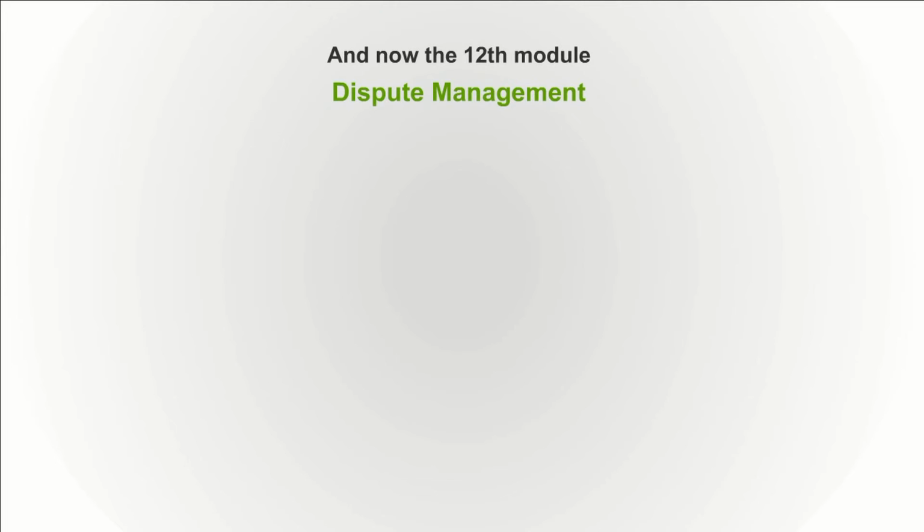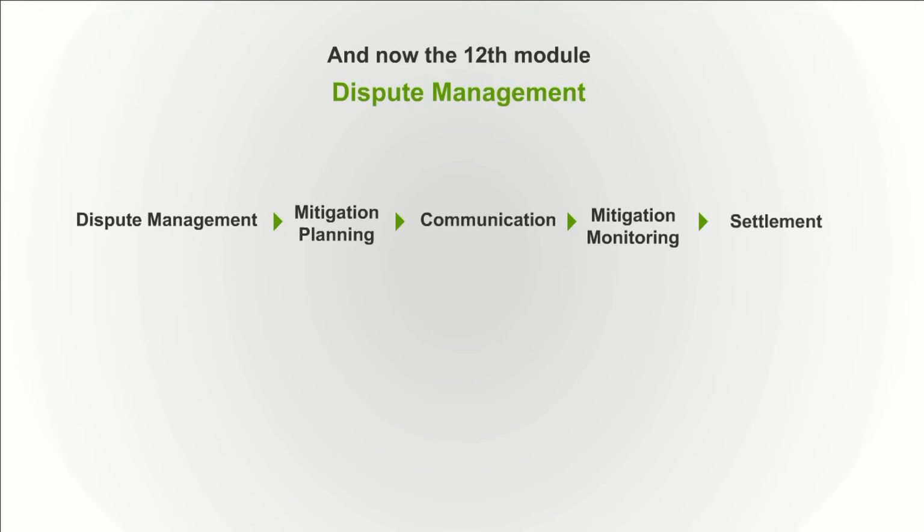Let's move to the 12th module of Dispute Management. This is the flowchart of dispute management. You can identify the disputes and record it. You can make plans to mitigate the disputes. Once the disputes are settled, you can record the settlement and generate a report.